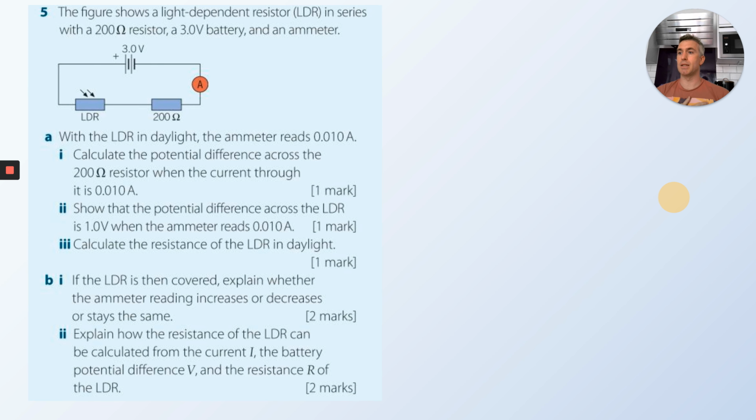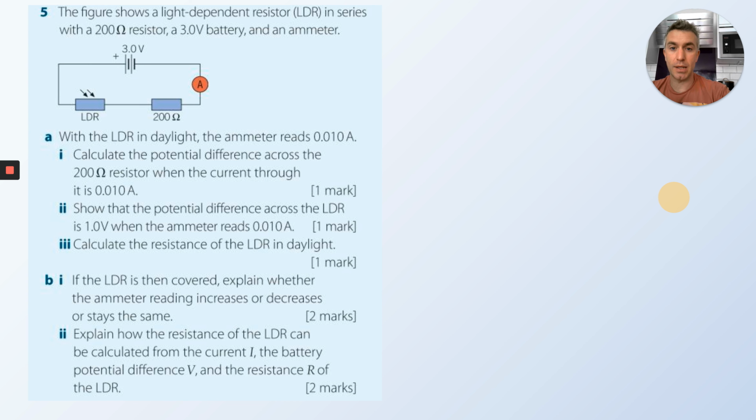Done. Splendid. Woohoo, this looks like a proper exam style question. A figure shows a light dependent resistor, LDR, shorthand LDR, light dependent resistor, and it's in series with a 200 ohm resistor and a 3 volt battery and an ammeter.